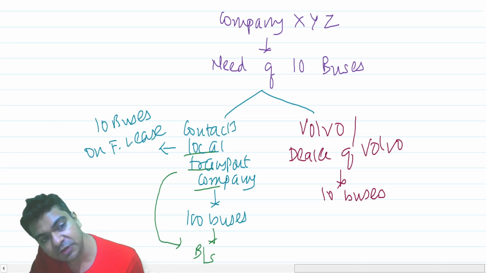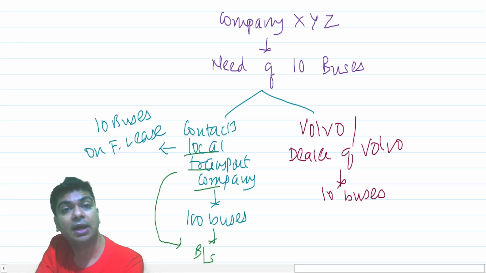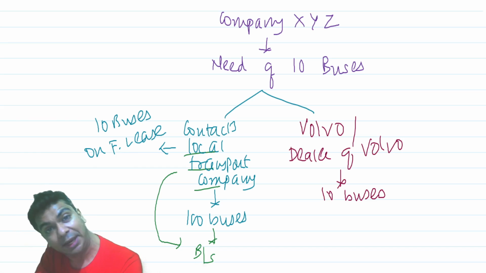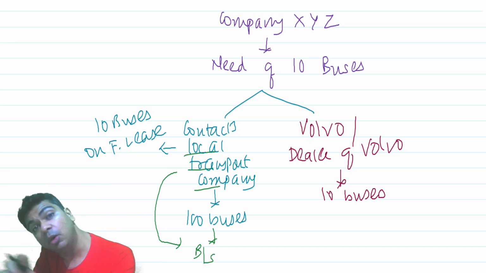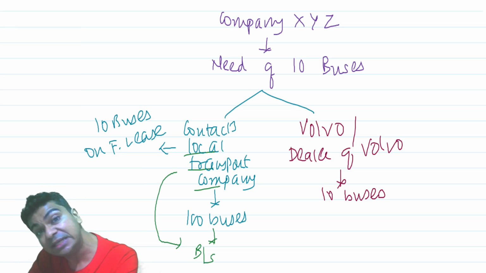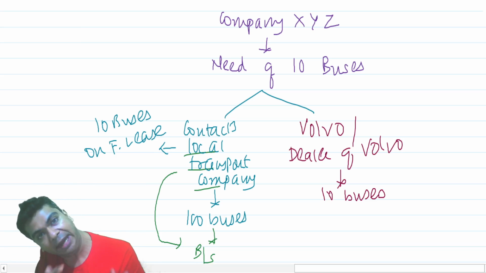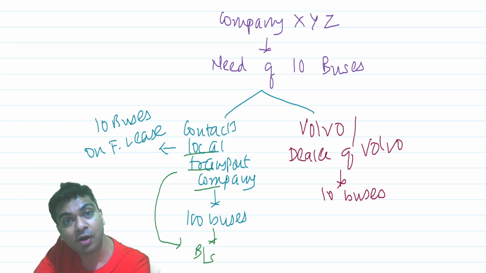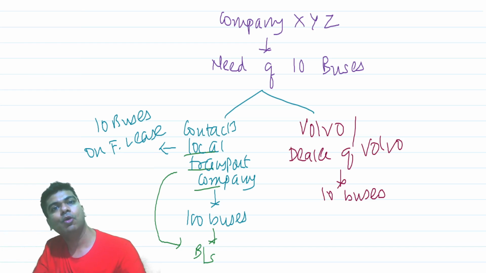Understand what will be the difference now? Earlier, the local transport company, when that company was sparing 10 buses for you, was entering into a lease transaction for an item of PPE, because the local transport company is using these buses for its business. But when Volvo enters into a finance lease, it is not entering into a lease for an item of PPE. No, Volvo is selling these buses in the ordinary course of business.